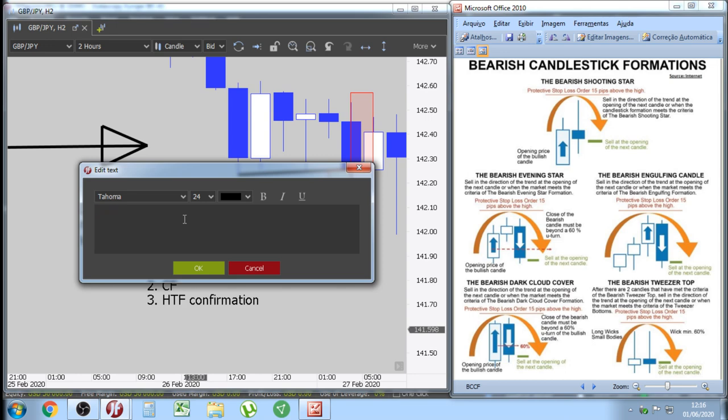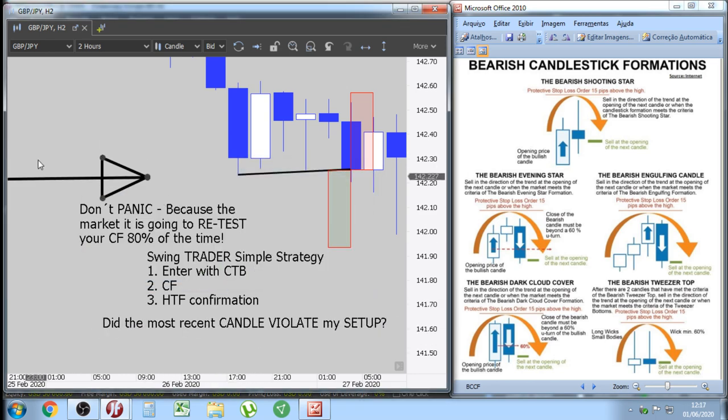Question for the beginner scalper: did the most recent candle violate my setup? Let's help scalpers today, okay? I'm going to enter on the third candle, everybody. I'm a scalper. And Patak is afraid, Akos is afraid, right? So I'm asking you, scalpers, did the most recent candle, the blue one, the bullish pressure candle, violate my setup? What would you say, everybody? It's a yes or no question. Did the blue candle violate my setup? Yes or no?